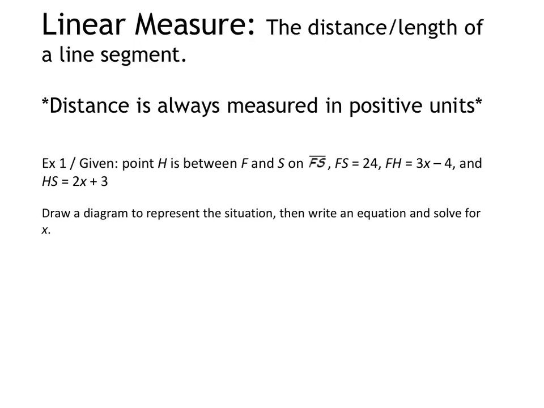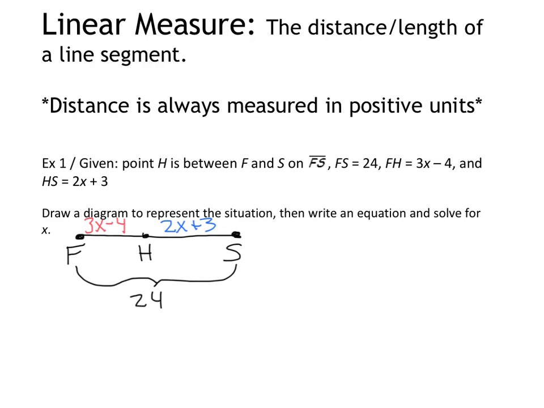In the example, the information given is that point H is between F and S on the segment FS, where FS is 24, FH is 3x minus 4, and HS is 2x plus 3. To get a better understanding, let's draw a diagram together. As you can see through the diagram, H is between F and S, where FS is 24, FH is represented by the expression 3x minus 4, and HS is represented by 2x plus 3.